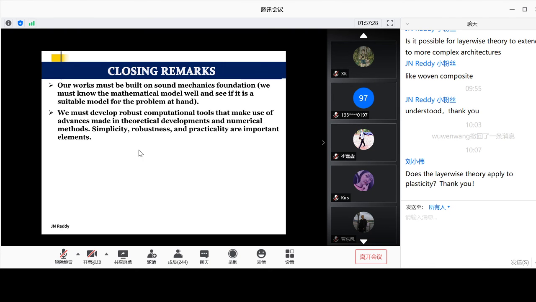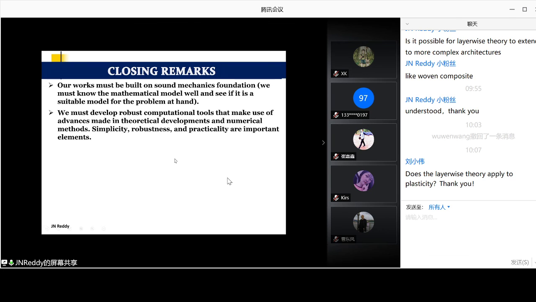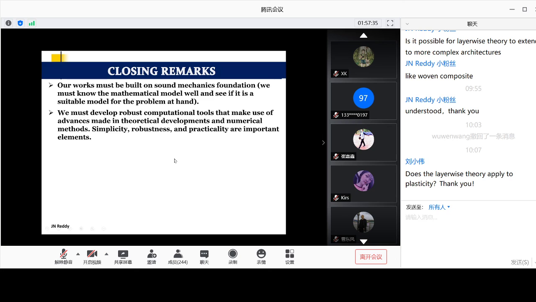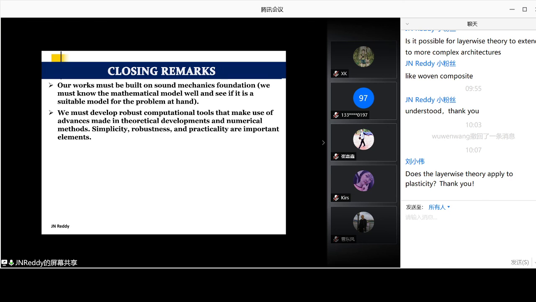The other thing is we must continue to develop, modify, or improve the computational tools. The improvement comes in a number of ways. One way is to improve the computational technique itself, so that you find ways to get rid of any kind of artificial fixes like reduced integration. The other way to improve the computational model is to modify the mathematical model, such as going from first order theory to third order theory, or third order theory to layerwise theory, because improving the mathematical model means the physics is being improved.